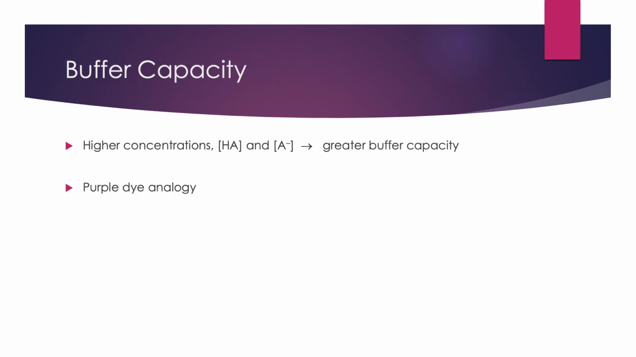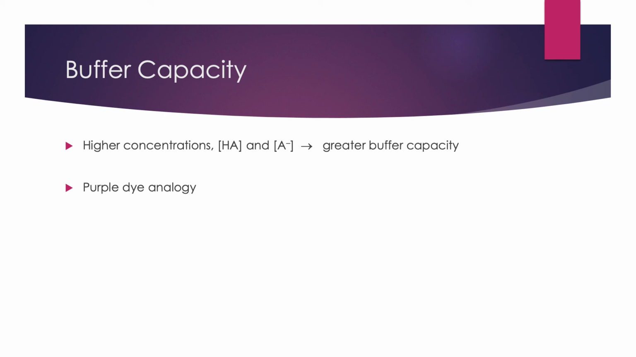Now, one question that you might naturally have is, what is the capacity of a buffer? Well, typically, it's going to vary by the buffer, but it's typically going to be greater the larger the concentrations of HA and A minus are. That's going to give you greater buffer capacity. Now, what do I mean by that? Greater capacity means that I could add more strong base or more strong acid to that buffer and not affect its pH value.